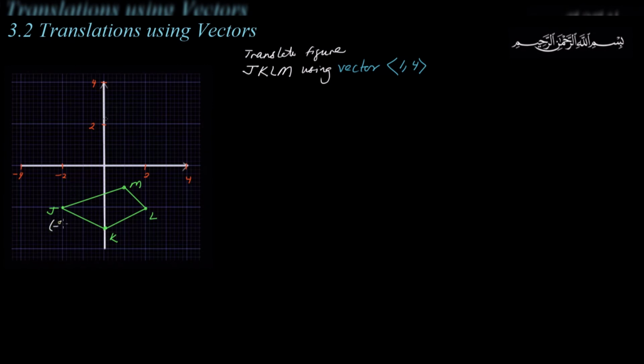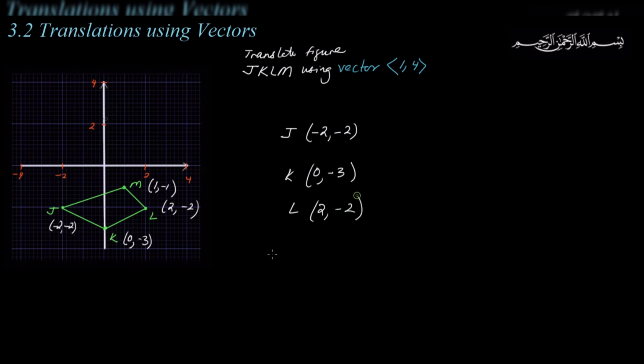So first of all, let's label the vertices. This looks like (-2, -2), this looks like (0, -3), this looks like (2, -2), and M looks like (1, -1). In order to not make a silly math mistake, you can write all the ordered pairs. J is (-2, -2), K is (0, -3), L is (2, -2), and M is (1, -1). It's easy to make silly math mistakes, especially when you're talking and writing at the same time.